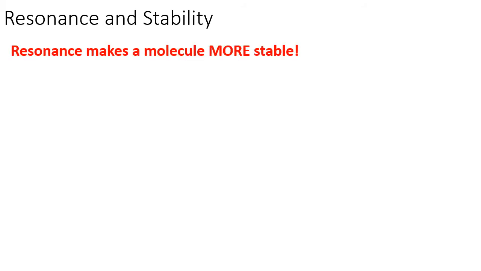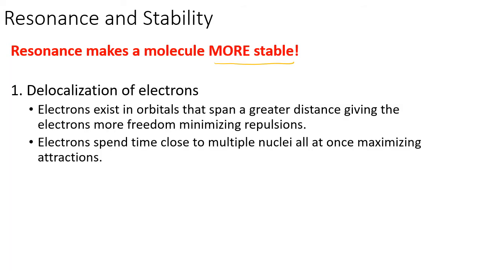Resonance is an important concept when discussing the stability of molecules and why sometimes reactions go forward in the direction they do. So having resonance makes a molecule more stable. It's a good thing to have resonance. Delocalization of electrons is the first reason. Electrons exist in orbitals that span a greater distance, giving the electrons more freedom to spread themselves out, minimizing repulsions between them. So that's a good thing. They can minimize the amount of repulsions they have.